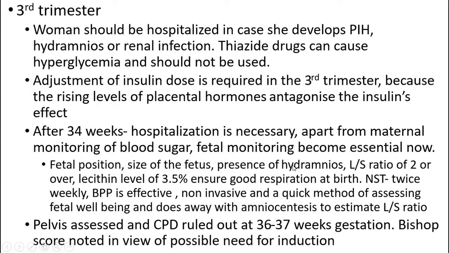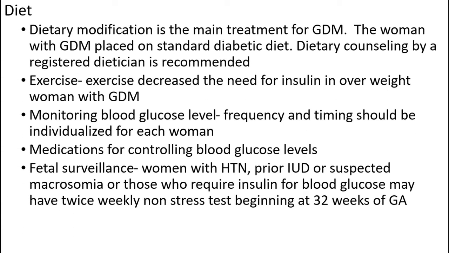The fetal position, size of the fetus, presence of hydramnios, lecithin sphingomyelin ratio of 2 or over, and level of 3.5%, which ensure good respiration at birth. Non-stress test twice weekly; biophysical profile is an effective, non-invasive and quick method of assessing fetal well-being and does away with amniocentesis to estimate the LS ratio. And pelvis should be reassessed and CPD should be ruled out around 36 to 37 weeks of gestation. Bishop's score is noted in view of possible need for induction.